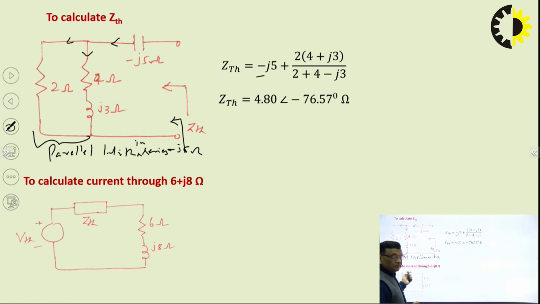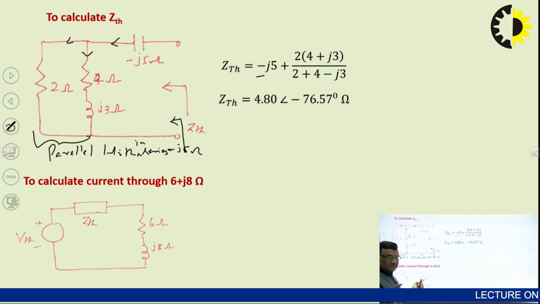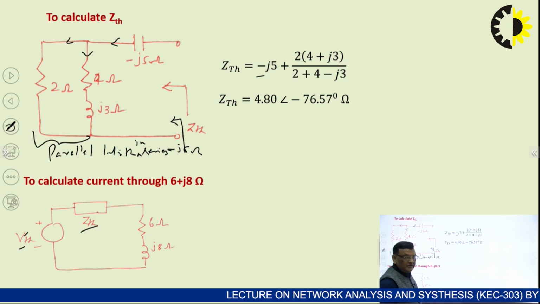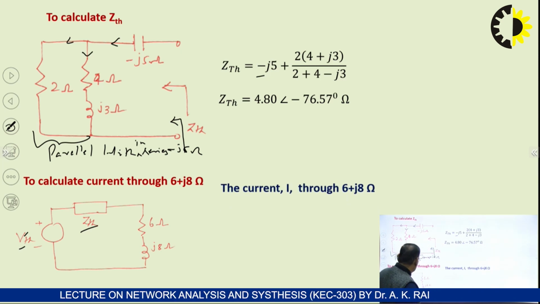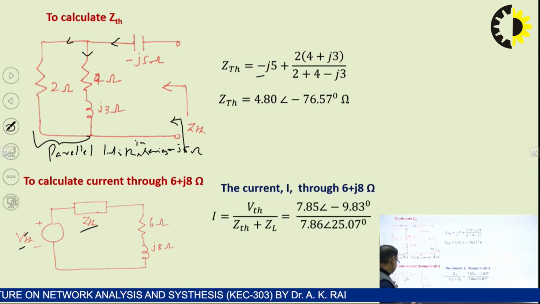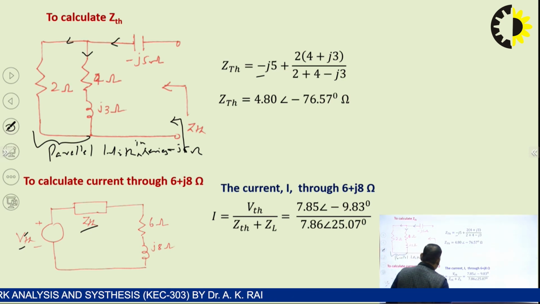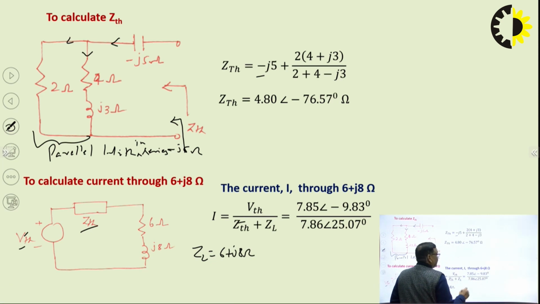So, first our objective is to get this circuit. To get this circuit, there are two unknown variables, VTH and ZTH. First find VTH and ZTH, draw this circuit, and then find the current. These are simple. This ZTH is in series with this ZL. ZL is nothing but 6 plus j8 ohm. After simplification, we can get this. So, this is the answer.